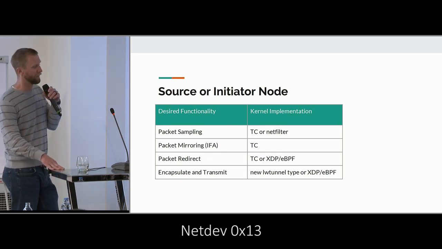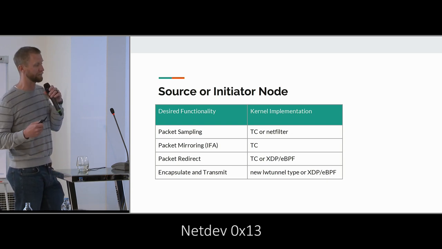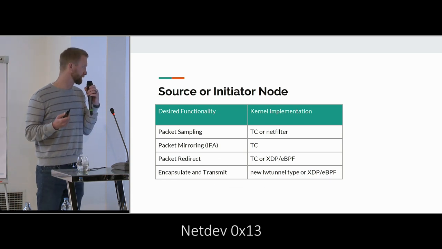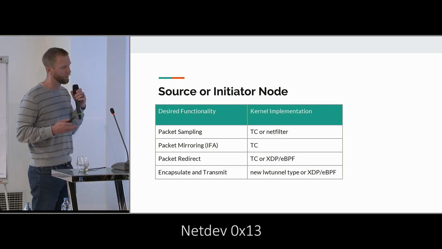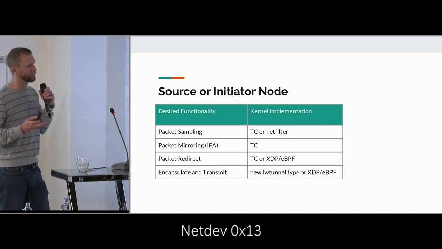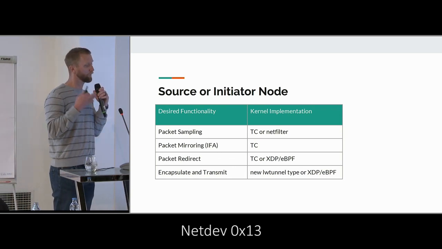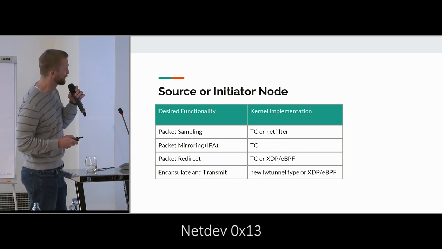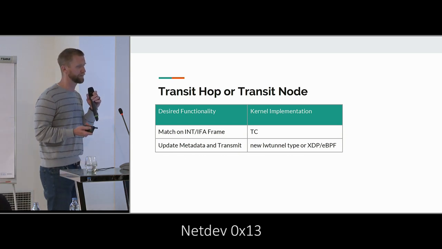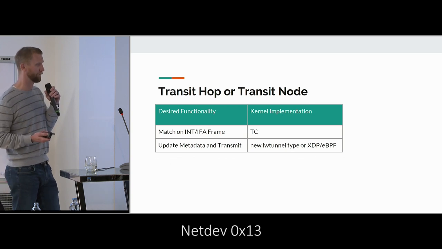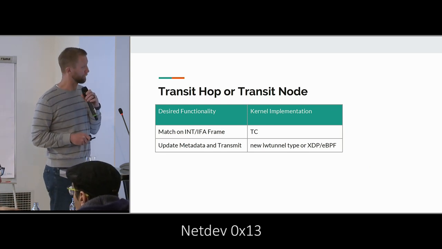And then if we want to encapsulate and transmit, the interesting part is that encapsulating and putting in this frame format would be very similar to the recent kernel addition for ERSPAN. So we're talking about taking a frame that was there already, putting it inside another header, adding some more information. So we could do similar to how that's done right now, which is lightweight tunnels, the new netdev type. We could also, again, because you can do everything with XDP or eBPF, do it there. If we're going to do a transit hop, we're going to match on this INT or IFA frame. We can do this with TC, no problem. Update the metadata. Again, I think the right option here is to consider using a new lightweight tunnel type.